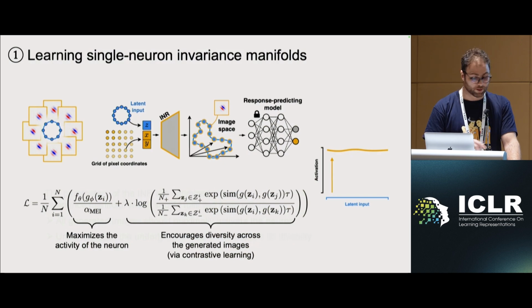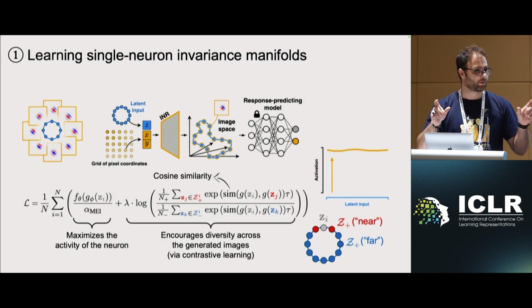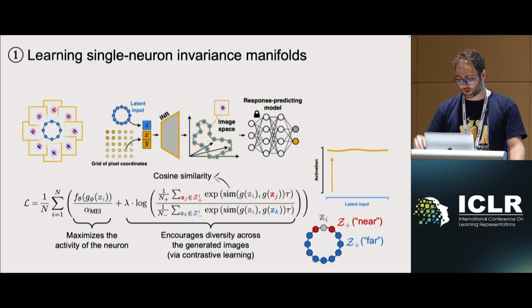So we have a response maximizing objective on the left, and on the right we have a contrastive learning term that encourages diversity by making images that are further apart in the latent input less similar. And as a similarity metric, we use cosine similarity directly applied on the pixel values.